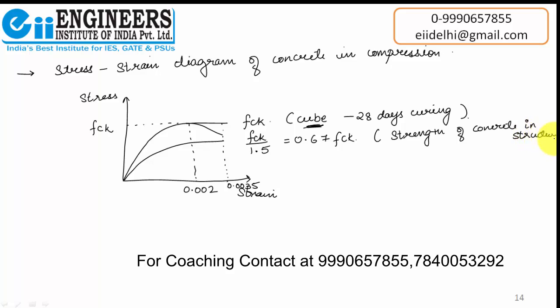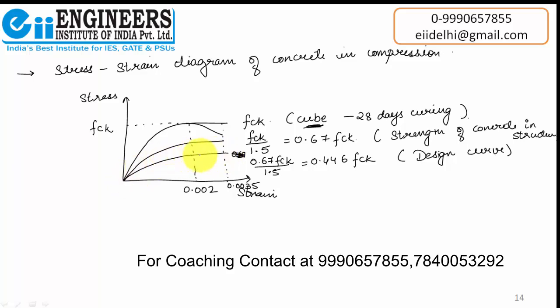Well, now for design purpose we do need to provide one more factor of safety. Let me write it here. 0.67 fck upon 1.5 becomes 0.446 fck, and it is the design curve, or we can say it is the design strength. We use this particular curve for our design practices.